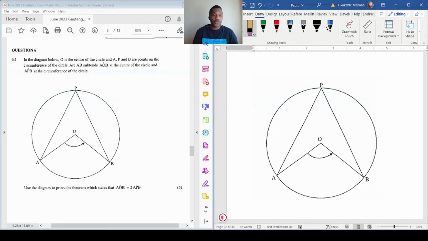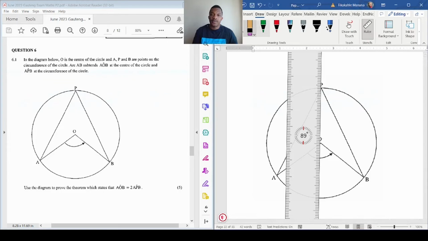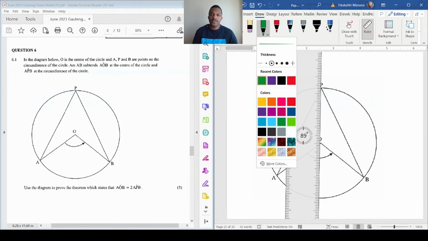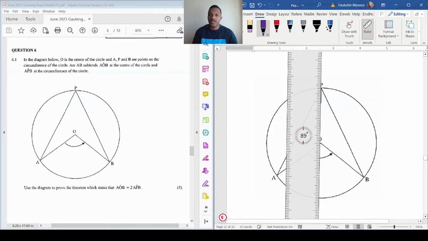Cool. Now, use the diagram to prove the theorem which states that AOB, so that's the angle at center, is equal to twice the angle at the circumference. All right, now the first thing that you want to do, this is a proof. So the first thing you want to do is make a construction. Get a ruler, and with your ruler, let's just draw some lines. Let's change that to purple. Let's draw a line. Let's join. Let's construct that line there.